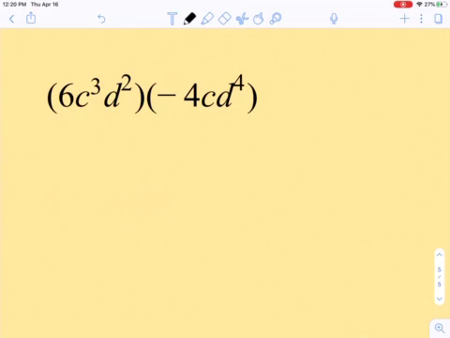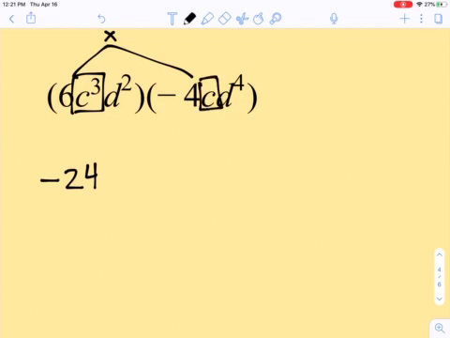All right, this last problem here, if you want to stop the video and try it, and then come back, I welcome you to do that. If you did or didn't have a go at it, let's work on this. I'm going to combine the things I know I can combine. I can combine that 6 and that -4, and multiply them together. So 6 times -4 gives me -24. Now I'm going to do my c's. I've got c to the 3rd, and I've got c, and there's no number there, so what would my exponent be? My exponent would be 1. So that's c to the 1 power, and that would be c to the 3 plus 1 power.